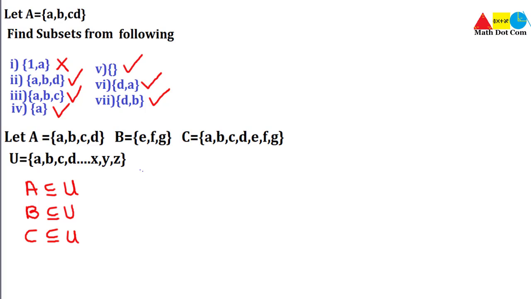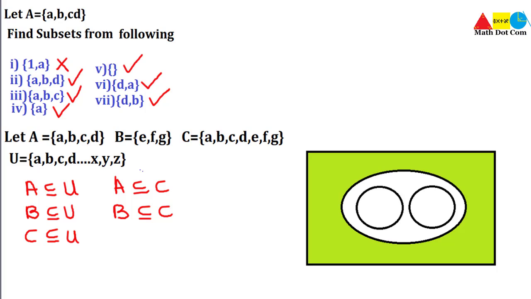Then among A, B and C, it is clear that A is a subset of C. Why? Because every element of A is in C. B is also a subset of C because every element of B is in C. So from this, let's draw the Venn diagram representation of how these sets will be represented. Here we have the Venn diagram where this green area shows the universal set. What is the universal set? The universal set is the set of all alphabets here. So this is the universal set because it contains all the alphabets. I'll write here, it contains all the elements.